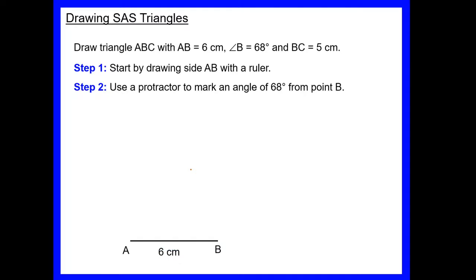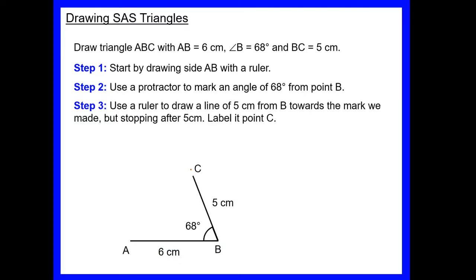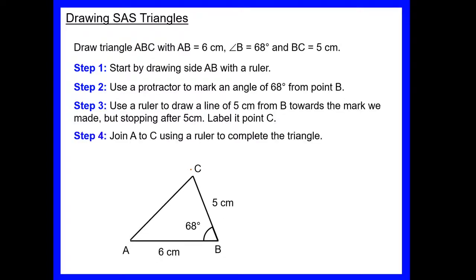And now when we draw our line this time, our second line from B to C is only 5 centimetres long. So your point may be nearer than 5 centimetres or further away. So we're just going to line our ruler up from B towards C and draw our line of 5 centimetres. So we stop when we get to 5 centimetres. Label our angle on our side. And finally, using our ruler, we're going to join point A to point C to complete the triangle.